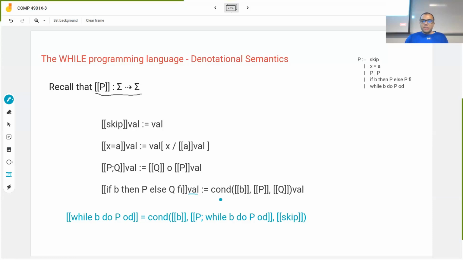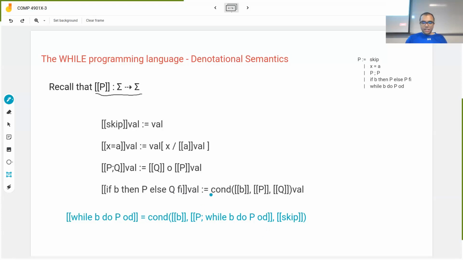So very intuitively, I can find the meaning of B. I can evaluate B at this particular place, at the state that I'm in. And I can check if B is true, then the meaning of this program is going to be the same as the meaning of P, because B is true and I have to run P. If B is false at the current state, then the meaning of this entire program is just going to be the meaning of Q.